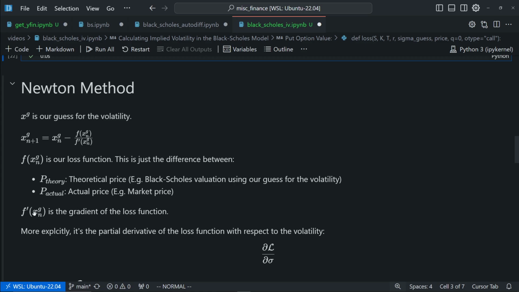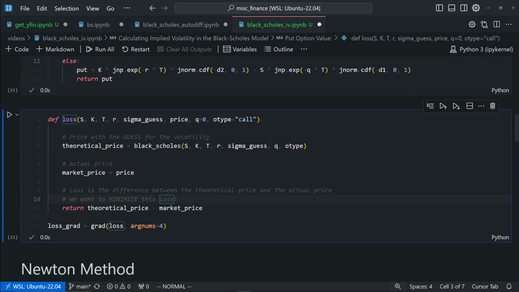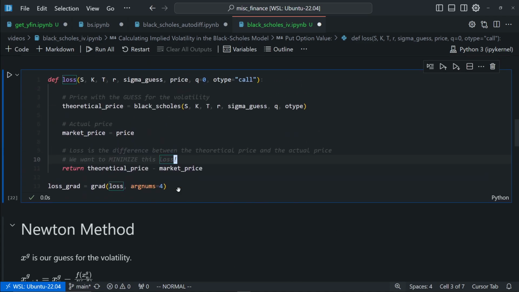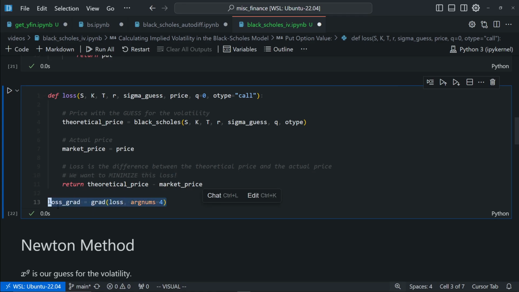Now, f prime is the derivative of this loss function with respect to what variable are we trying to optimize? Well, we're trying to optimize the volatility. And so, again, check out my last video if you want to know more about automatic differentiation. But this gives us that derivative as a function, which we can evaluate. So what I'm doing here is this is a function from Jax. It's the gradient function. We pass in the function we want the gradient of, and we pass in the argument we want the gradient with respect to. So 0, 1, 2, 3, 4. We want the derivative with respect to our guess for the volatility.